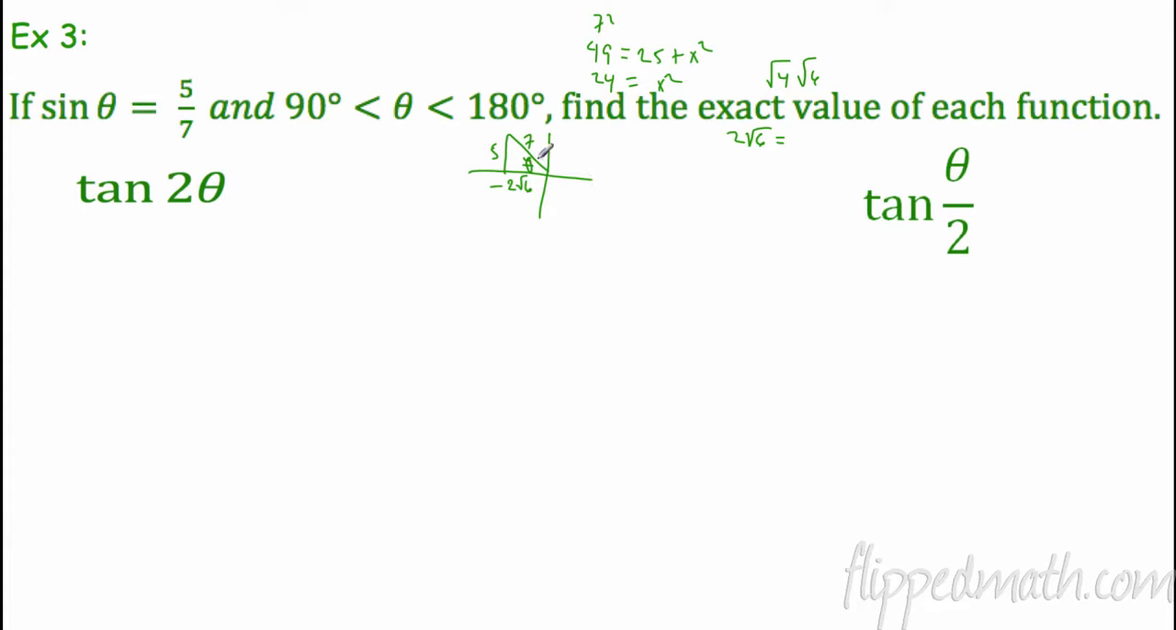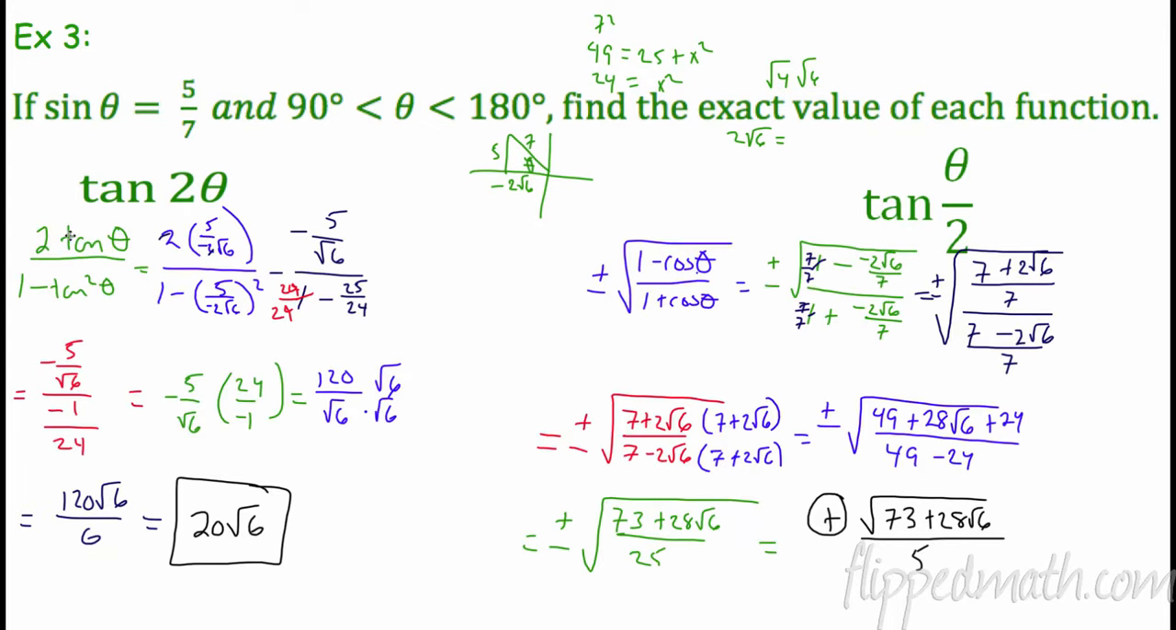All right? So what I would like you to do is pause the video and try and find the double angle of this and the half angle, and then take a look at your answers. All right, over here we have our double angle formula. We plug in 5 over negative 2 radical 6. Have some algebra to do here. The 2's cancel, we're left with negative 5 radical 6. Subtract 1 minus that, we get negative 1 over 24. Multiply by the reciprocal, we get 120 over radical 6. We have to rationalize the denominator, so 120 radical 6 over 6, and then divide by 6, we get 20 radical 6.